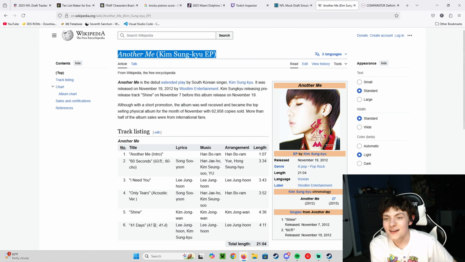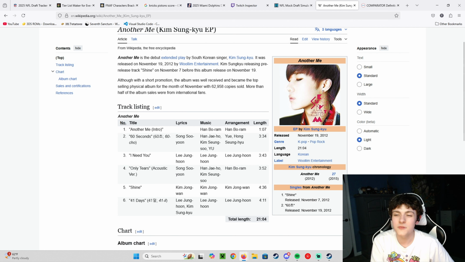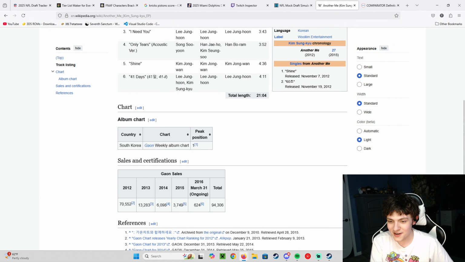Another Me, an EP from Kim Sung-kyu. Extended play by South Korean singer Kim Sung-kyu. It was released on November 19, 2012 by Woollim Entertainment. Kim Sung-kyu released pre-release track Shine on November 7 before the album release on November 19th. Although with a short promotion, the album was well received and became the top-selling physical album of the month of November with 62,958 copies sold. More than half the album sales were from international fans. You know what? Good for you.